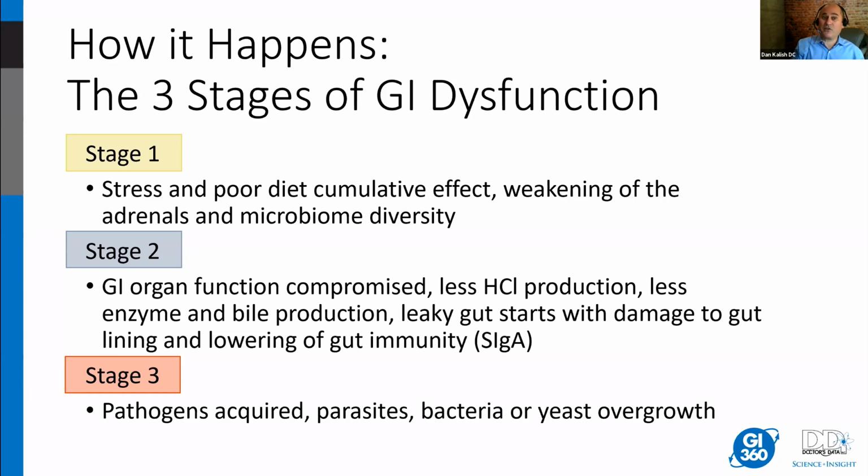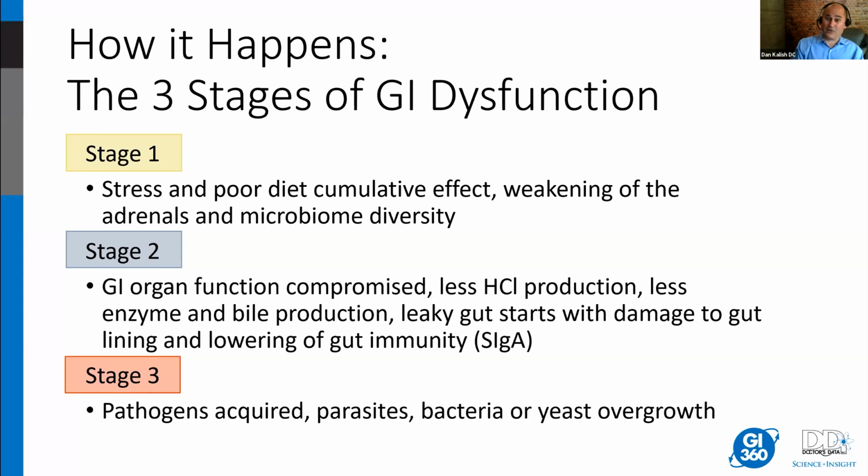And so that first stage is all about the microbiome not working properly. Stage 2, now things are getting even worse. Now the GI organs are being involved. Now you don't have enough hydrochloric acid. You don't have enough enzyme or bile production.